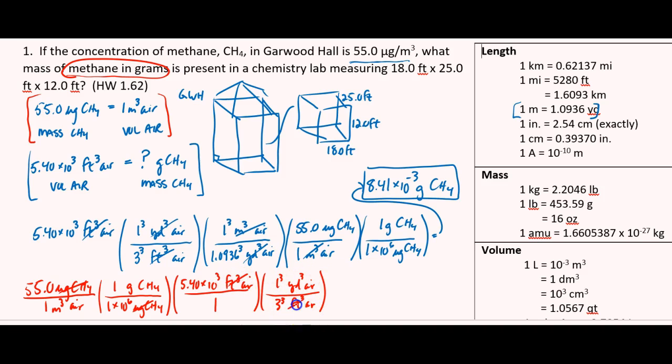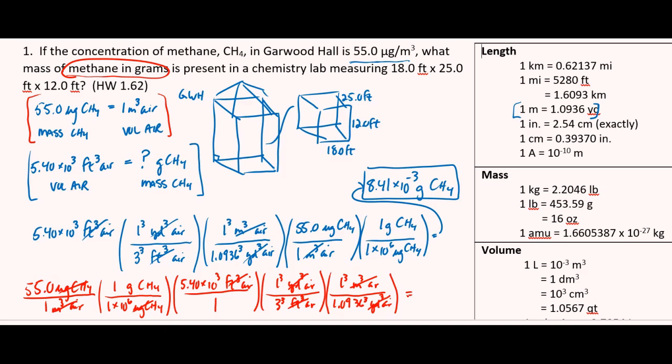so cube the unit and the number downstairs, and the unit and the number upstairs. So now cubic feet are gone, and we need to get rid of cubic yards. So that's where we would use this relationship. For every 1.0936 yards, there's 1 meter, but we have air, and we need to cube everything. So cube the unit and the number downstairs, and the unit and the number upstairs, and we've gotten rid of cubic yards. We've gotten rid of cubic meters.